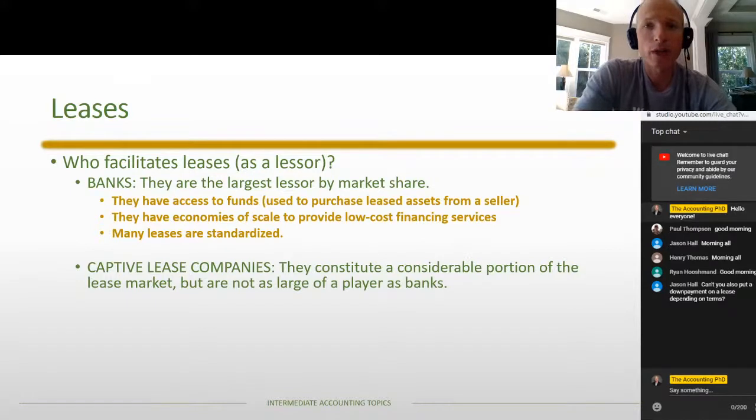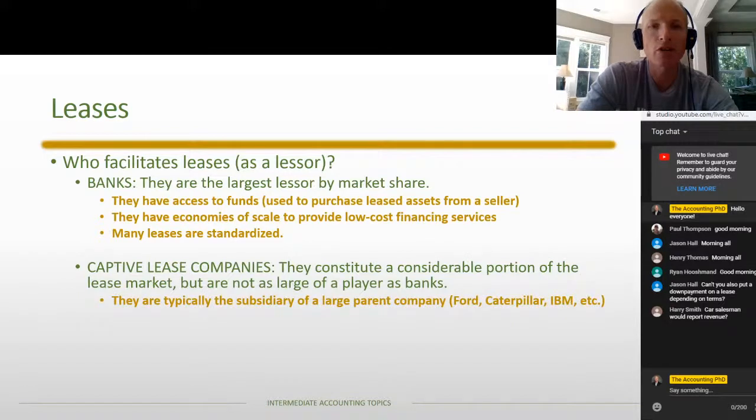Another large group of lessors is captive lease companies, and usually this is a subsidiary of a large company. As examples, Ford, Caterpillar, and IBM all have captive lease companies, and these are large organizations that handle the financing of leases. With a company like Ford or Caterpillar or IBM, they're big enough where they can still get those economies of scale. But of course, Ford's not going to facilitate the lease of a brand new Cadillac or something like that. So they are definitely smaller than banks as far as the lease market, but they're pretty considerable.